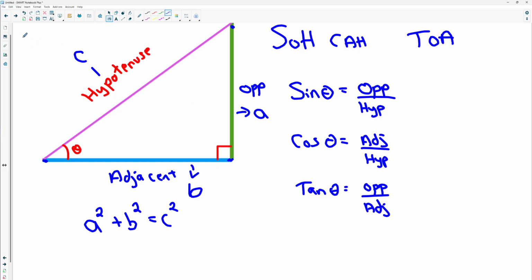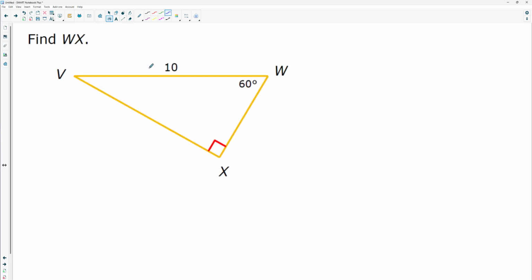triangle problems. So let's do an example. Let's do a simple example here. So here we have a side length of 10. We have an angle of 60. So our angle is here. The question is asking to find WX. So our unknown side is from here to here. This is what we're looking for, question mark. We know that this is a right angle triangle because of this symbol here.